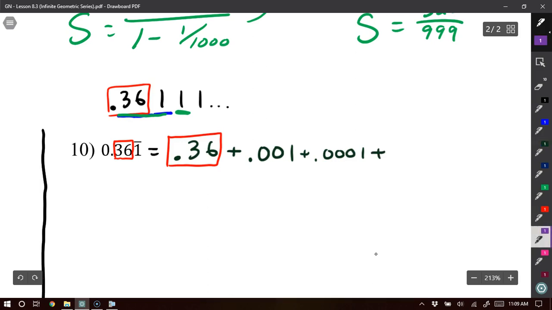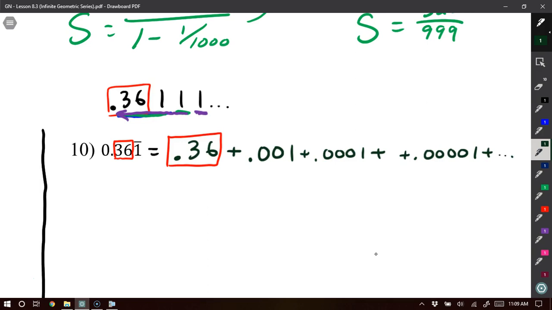Plus, let's take care of the last one. I have this one. I'm going to write a 1 down. However, there are 1, 2, 3, four numbers to the left of it. So I'm going to have plus 1, 2, 3, 4 zeros, then 1, then plus dot, dot, dot. There it is written out for us.